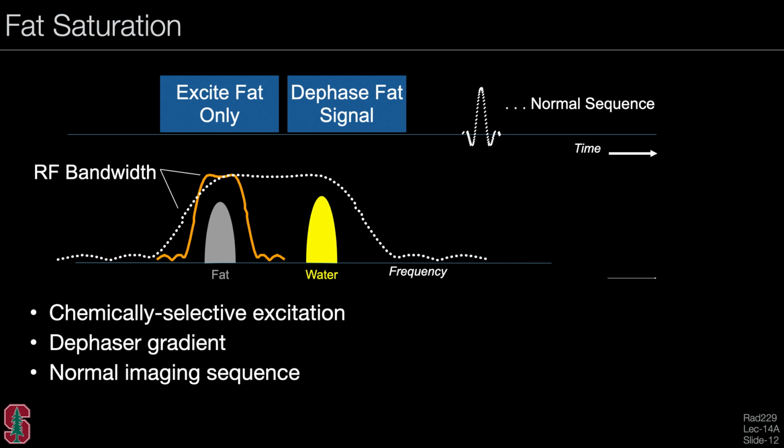So the most common approach to suppress fat is fat saturation. And the block diagram along the top shows the goal here. We excite only the fat, and then we dephase the fat signal, and then we simply continue with our normal sequence. In the second row, you see in the frequency domain, we play a spectrally selective or narrowband pulse that excites just the fat, and that's shown by the orange profile.